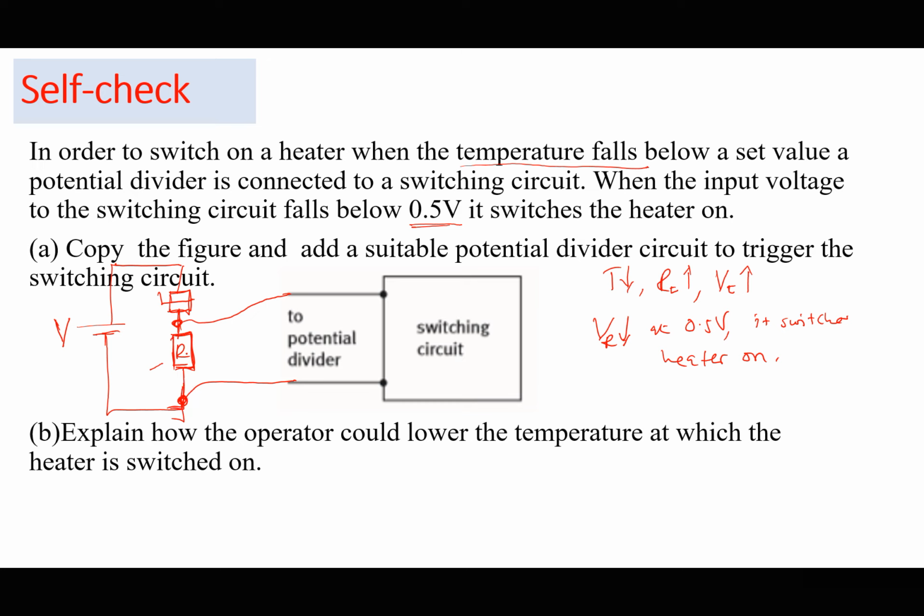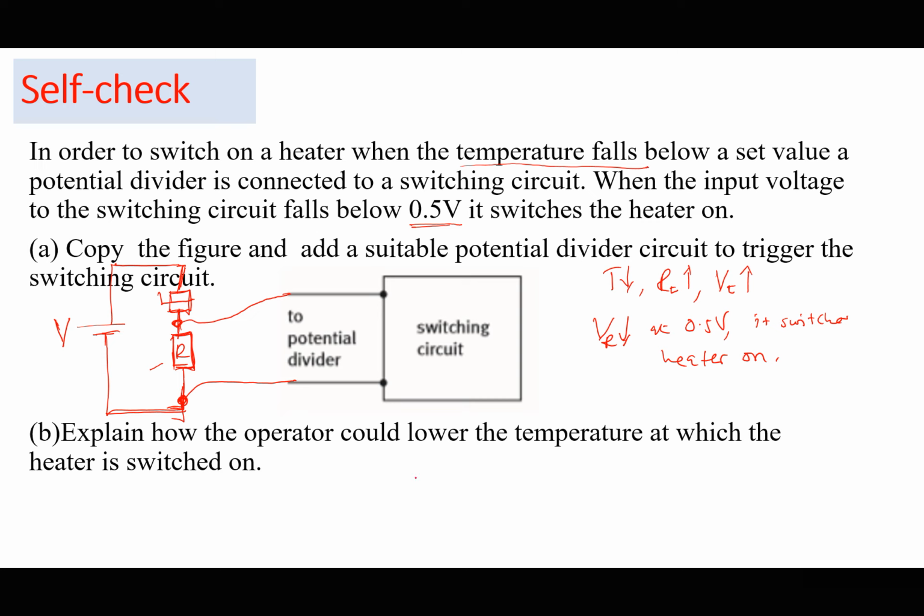I can't put a thermistor here because if the temperature falls for a thermistor, the resistance increases. And if the resistance increases, it means the PD across the thermistor just continues increasing. Yet we want it to switch on the heater when it falls below 0.5.